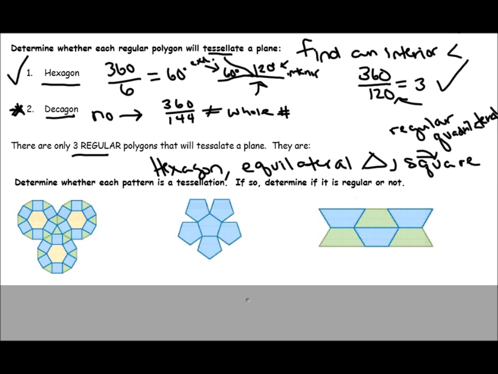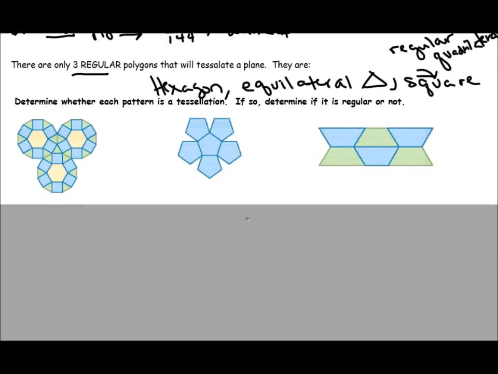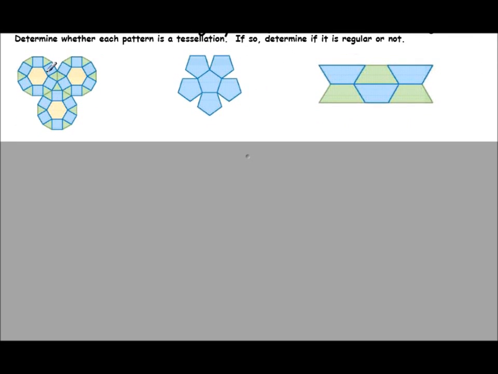To determine whether or not a pattern is a tessellation, remember it can't have any empty space. So we're going to look at this figure right here, and around this vertex, this is regularly tessellated. And if you can imagine the image keeps going on and on and on, we won't have any empty spaces, because each space will be filled with a triangle, a square, or a hexagon. So this is a tessellation.